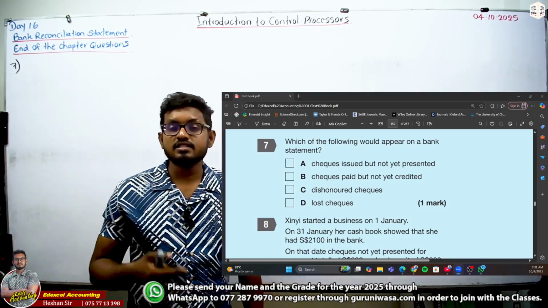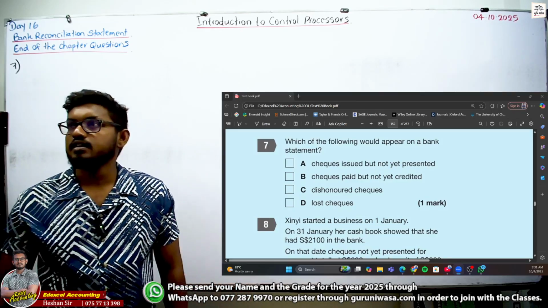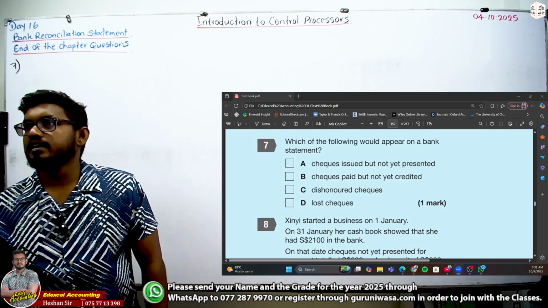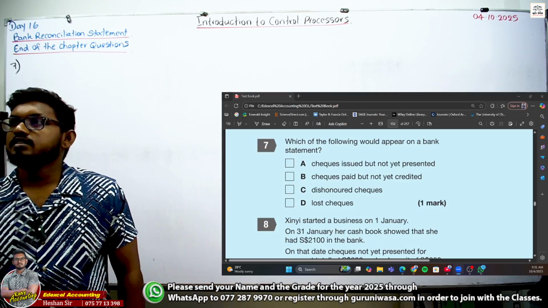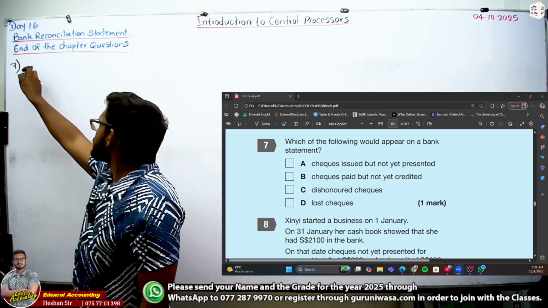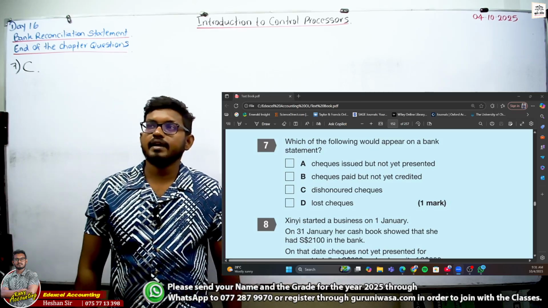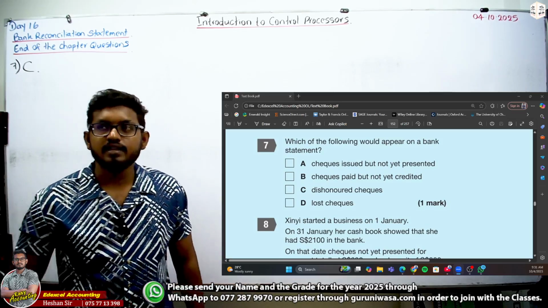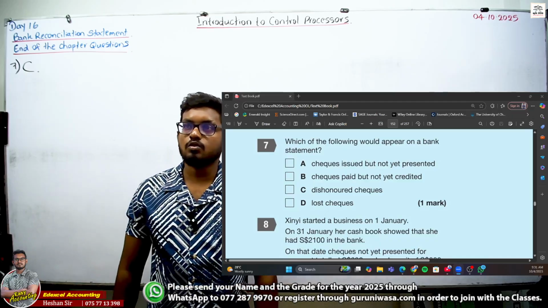This is not a reason for the difference. A check issued but not yet presented, a check paid but not credited, dishonored check, lost checks. Dishonored checks are appearing in the bank statement. Issued but not presented and paid but not credited, those things are not appearing in the bank statement, only in the cash book bank column. Those checks are also not appearing in both.